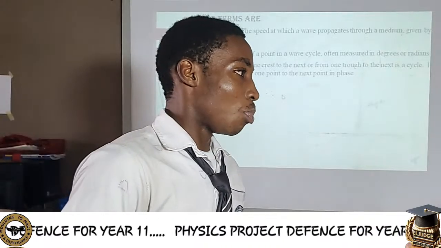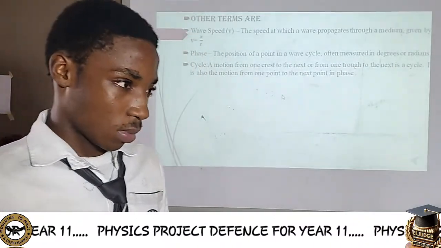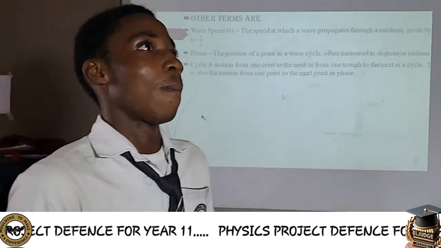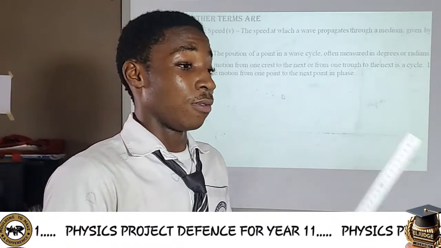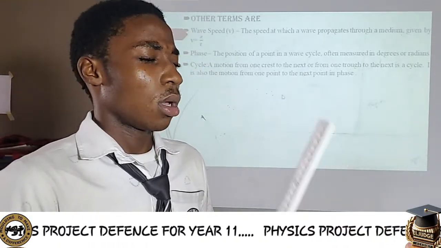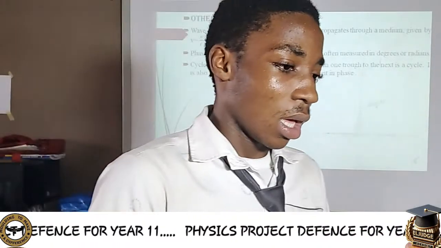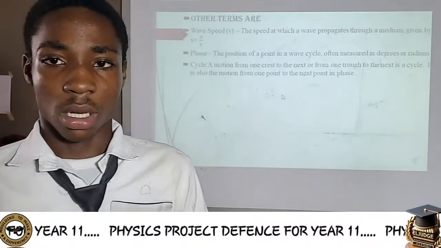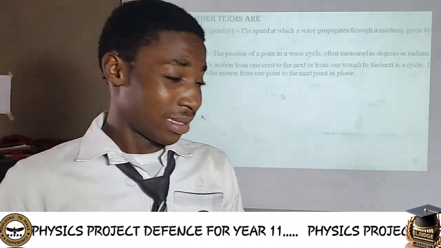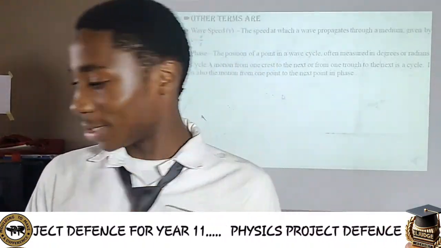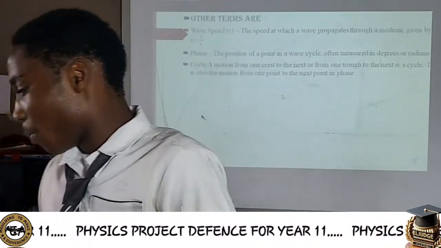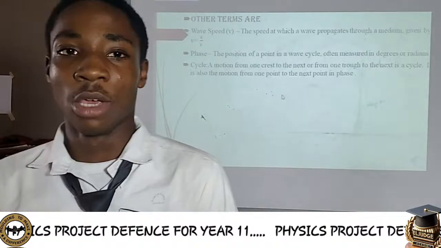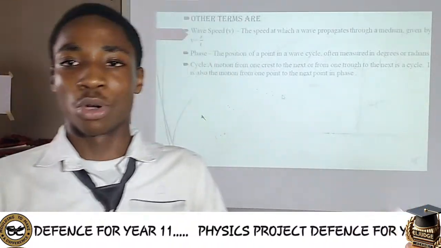Wave speed is basically the distance per unit time it takes a wave to complete its circuit. Phase is the portion of a point in a wave cycle.